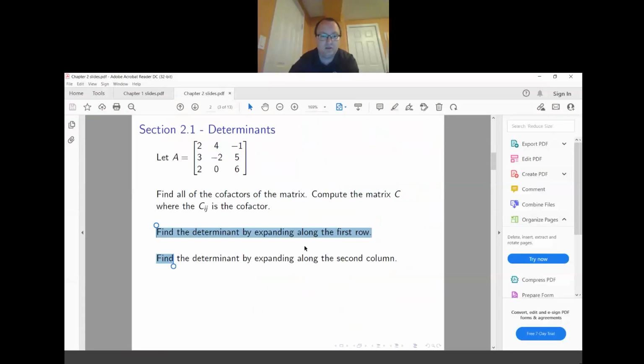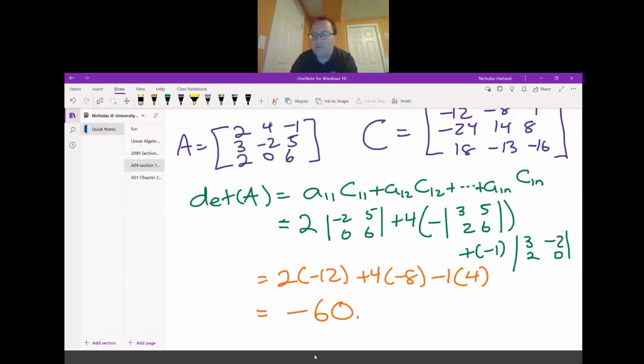All right, so I'll leave it to you. Try doing the exact same thing, but doing it along the second column as opposed to doing it along the first row. So I'll give you a minute or two to give that a try. So try and do this type of computation, but use the second row times their cofactors.